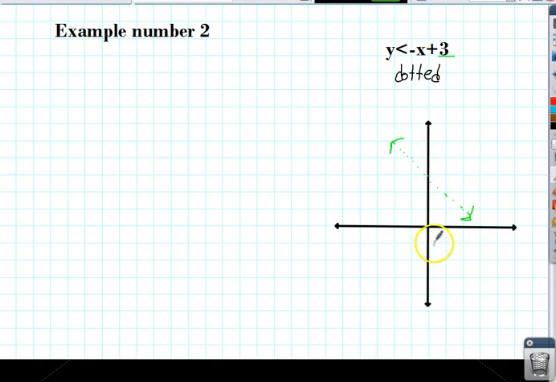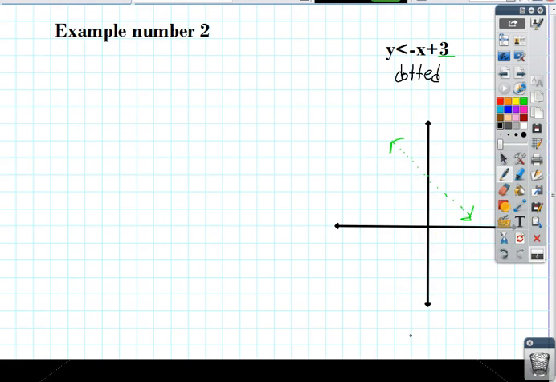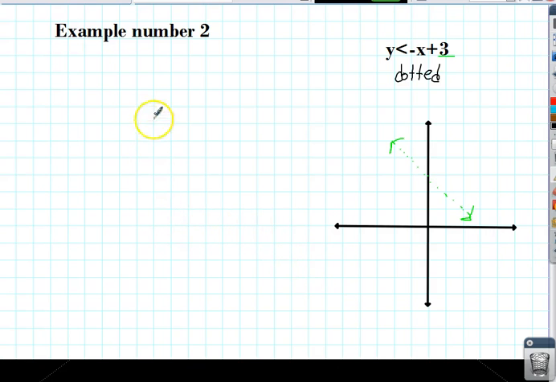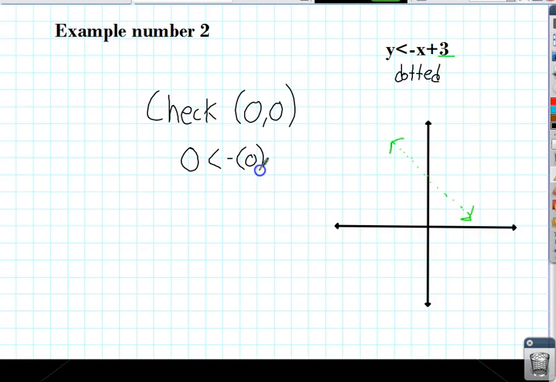Now I check the point 0, 0 again. Now I know what some of you are probably thinking. But can I use that trick you just talked about, Mr. Faust? Yes. Yes, you can. But I'm showing what if you forgot that trick. So I check 0, 0. 0 is less than negative 0 plus 3. Is 0 less than 3? Yes, it is. So I'm going to shade below the line because 0, 0 is over on the left side of the line, and it gave me a factual statement.